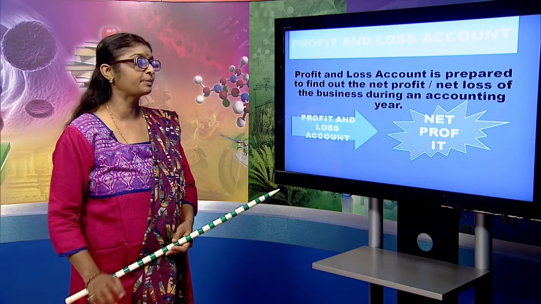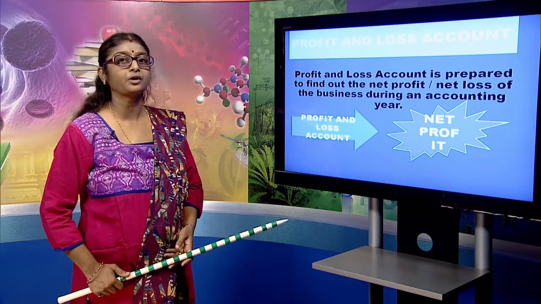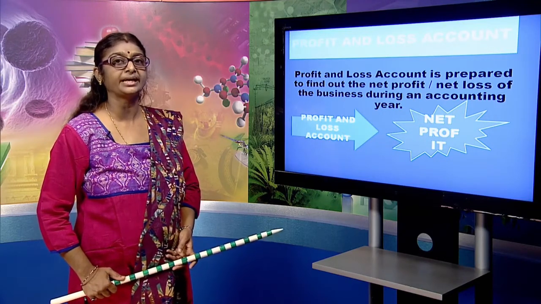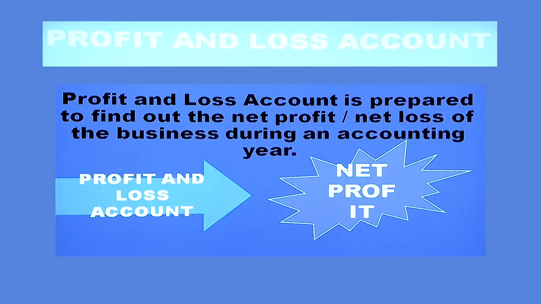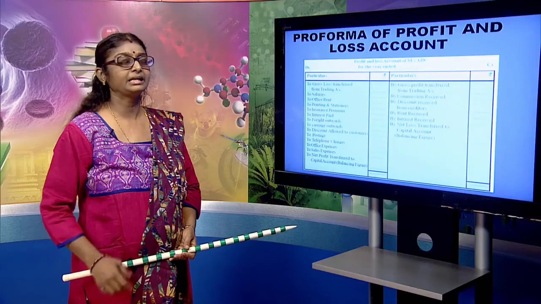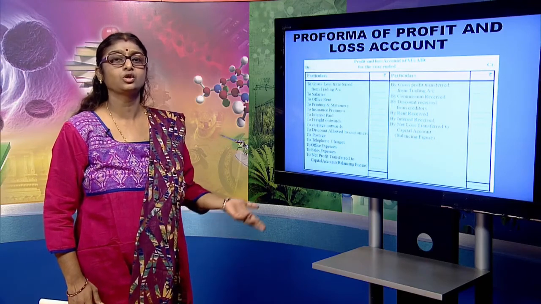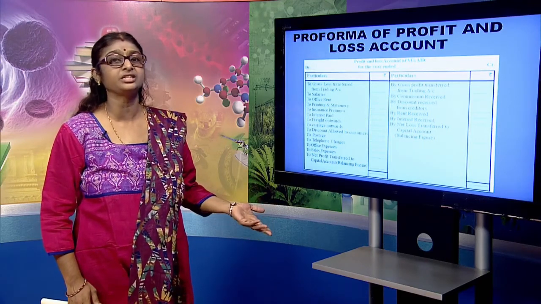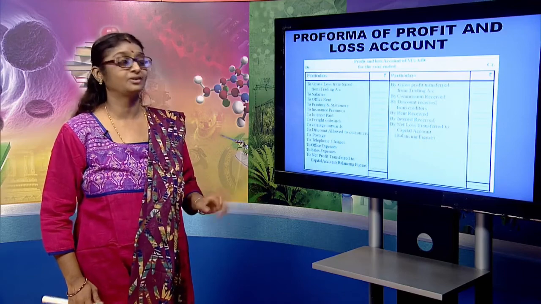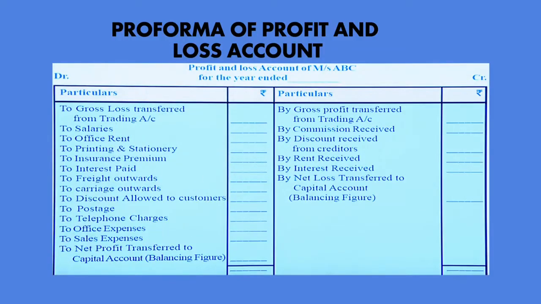The profit and loss account is prepared to find out the net profit or net loss of the business during an accounting year. So with the help of the profit and loss account, what will you find? You will be able to find out the net profit. Then coming to the format. In the profit and loss account, I have just told you gross profit will be transferred from the trading account. On which side? On the credit side of the profit and loss account, if it is a gross profit. If it is a gross loss, it will be transferred to the debit side of the profit and loss account.